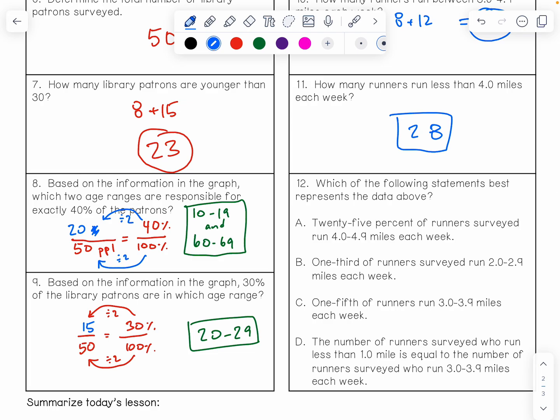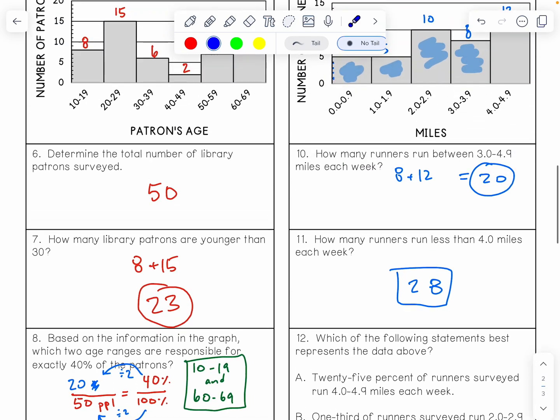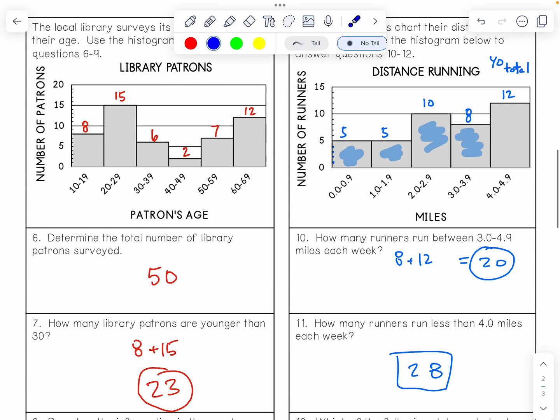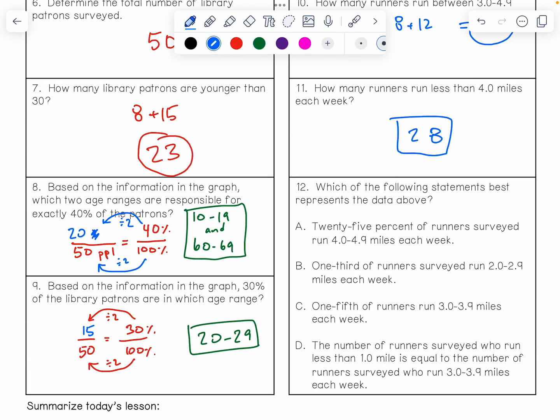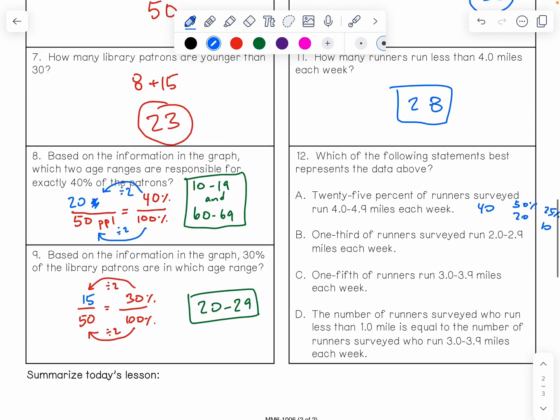And question number 12, which of the following statements best represents the data above? 25% of the runners surveyed run between 4 and 4.9 miles each week. 25%. So 25% of 40, you got to think about that. So a quarter, if there are 40, how do you get 25%? Well, half, or 50%, would be 20, and half of that, 25%, would be 10. So 25% of runners surveyed, so 10 runners? No, that's not true.